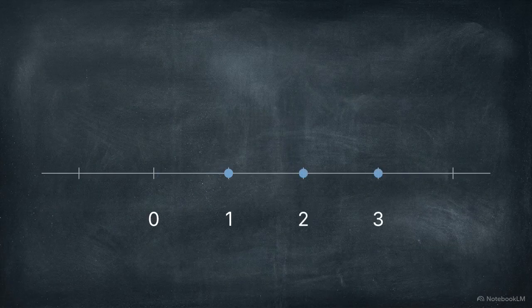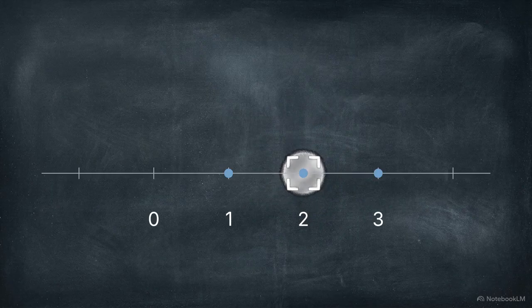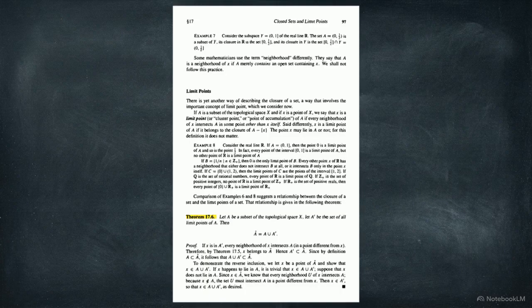However, a finite set of integers has no limit points. We can draw a neighborhood small enough to isolate the number 2 from every other point in the set. Theorem 17.6 provides a formula for calculating closures by looking at these limit points.